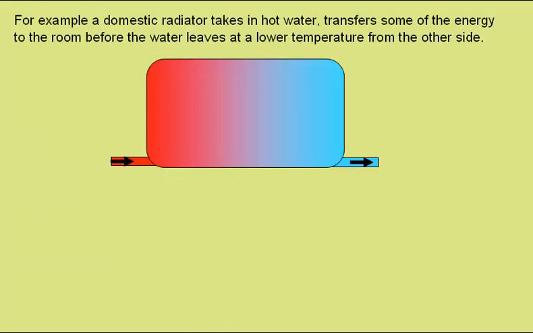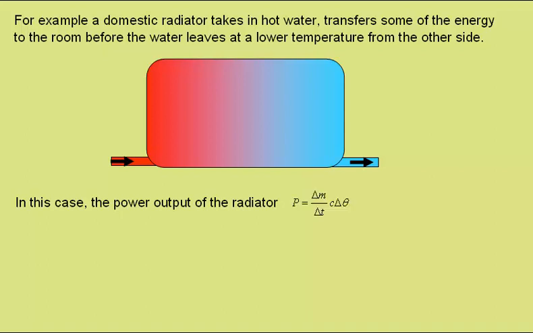For example, a domestic radiator takes in hot water, transfers some of the energy to the room before the water leaves this end at a lower temperature. In this case, the power output of the radiator will be given by this expression.